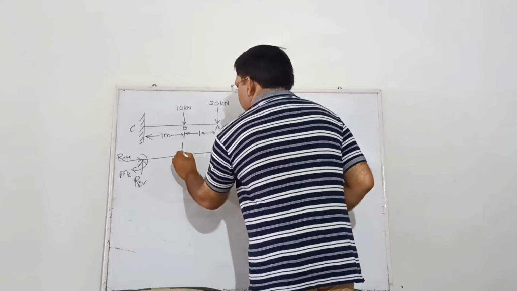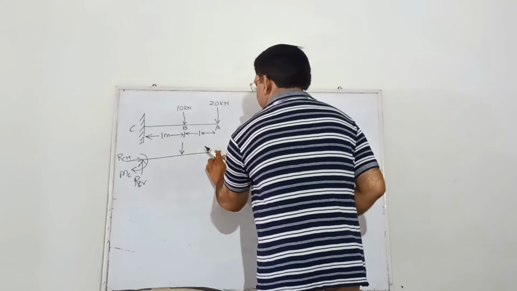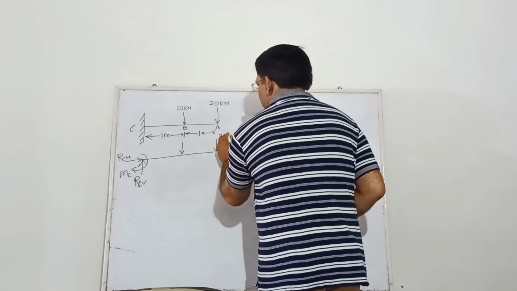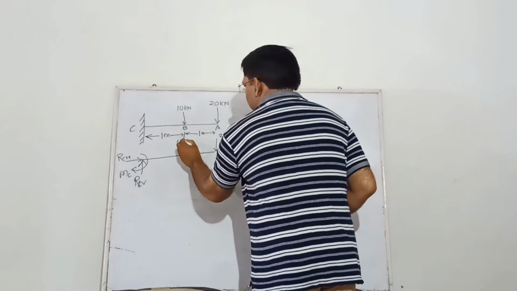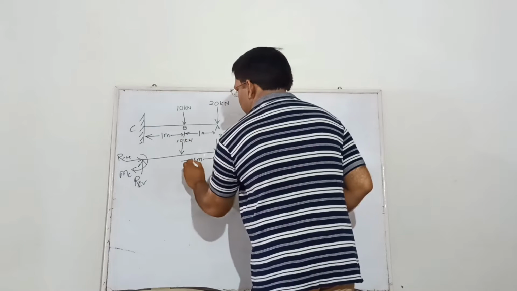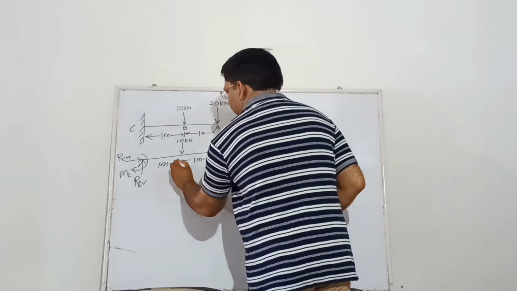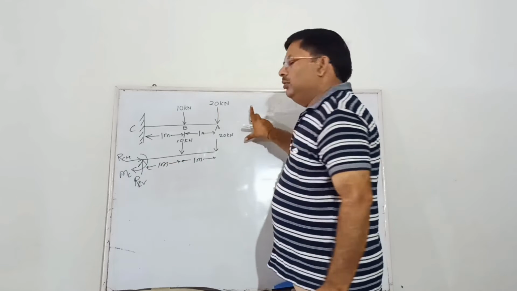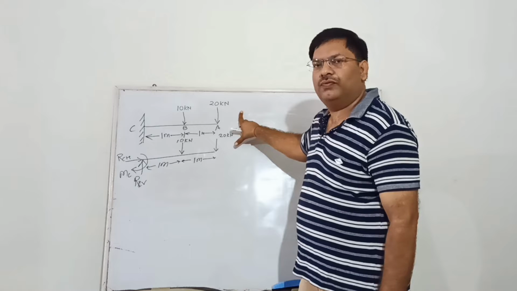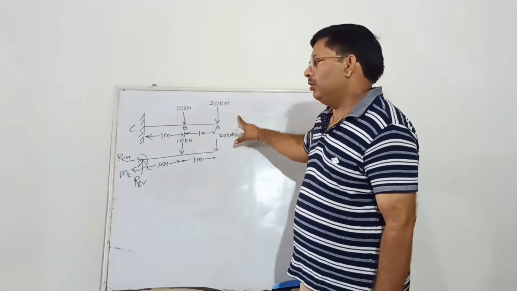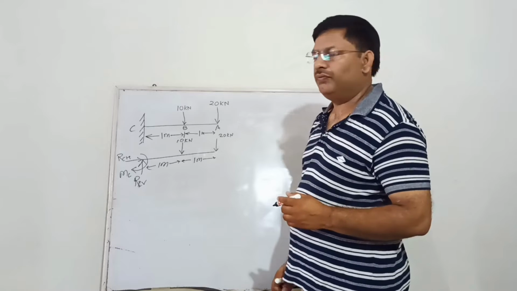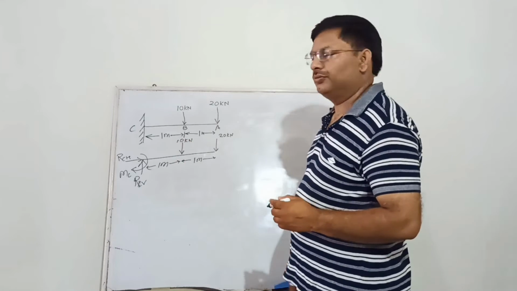Now there is no support at any other point. So we will draw these forces, 20 kilonewton and 10 kilonewton. Distance is 1 meter and 1 meter. Okay. So our first step is completed. We have drawn the free body diagram for this cantilever beam.